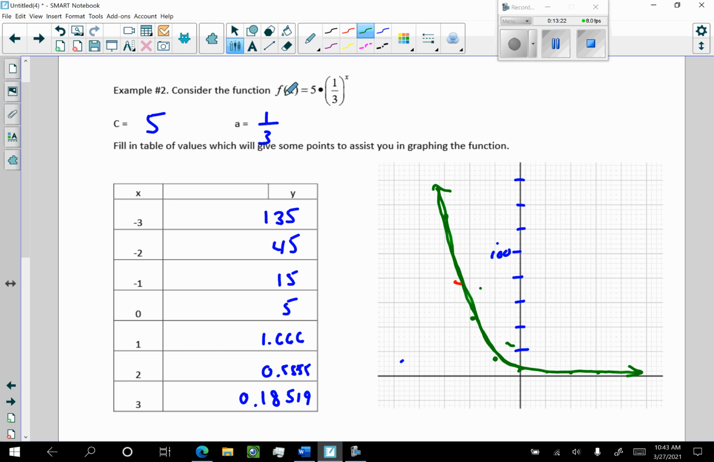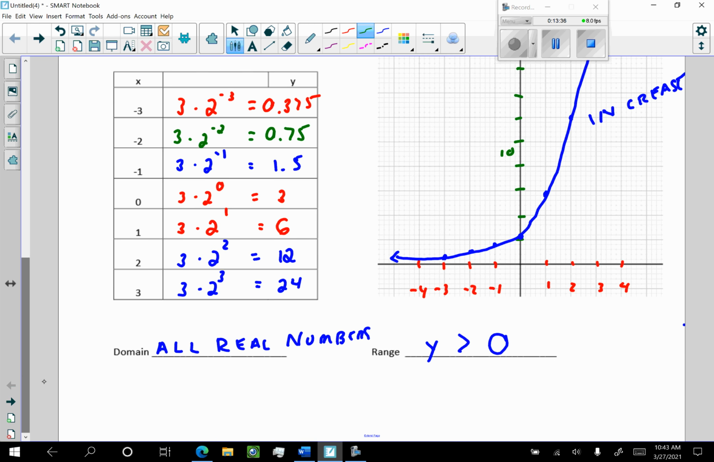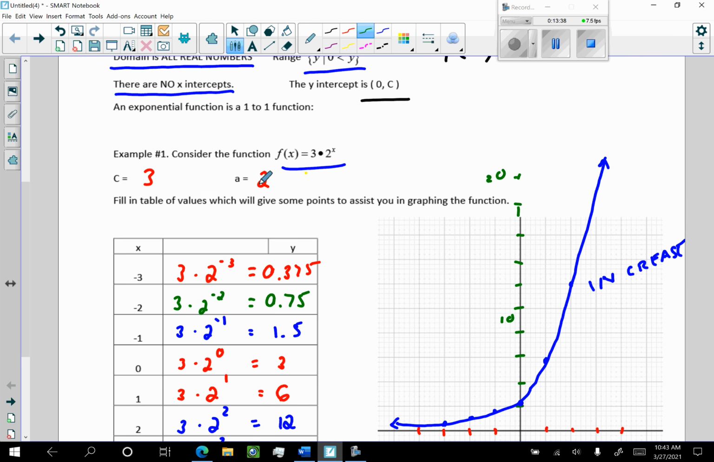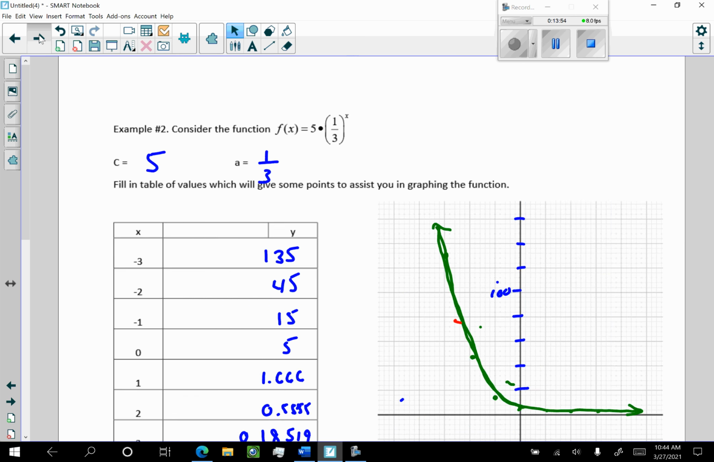So if you have an exponential function where the leading coefficient C is greater than 0 and a is between 0 and 1, the thing is going to decrease. And then if your a is positive and your base is greater than 1, then it's going to increase. So there's a couple good examples of some exponential functions. Let's see what's next on the agenda. I'm going to dock it here.